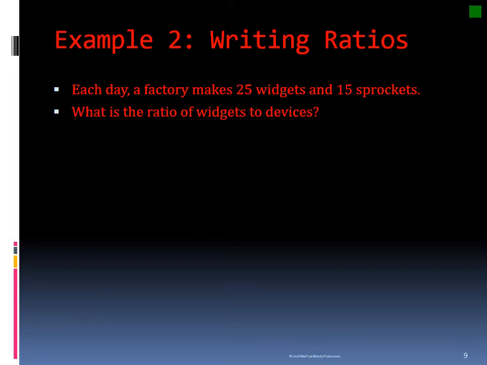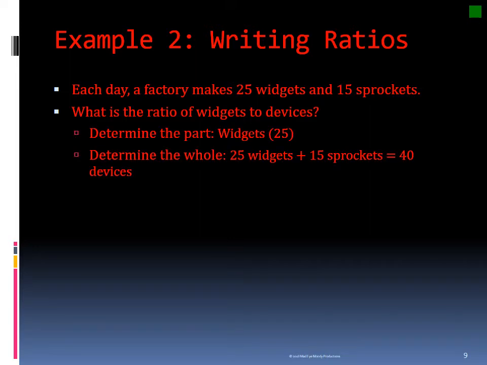So the first thing I want to do is determine the part, and then determine the whole. There are 25 widgets made each day. That's my part. The whole is the sum of the parts. So there's 25 widgets and 15 sprockets, and the sum of 25 and 15 is 40. So there are a total of 40 devices made each day. Now I can write my ratio as the ratio of widgets to total devices is 25 to 40.